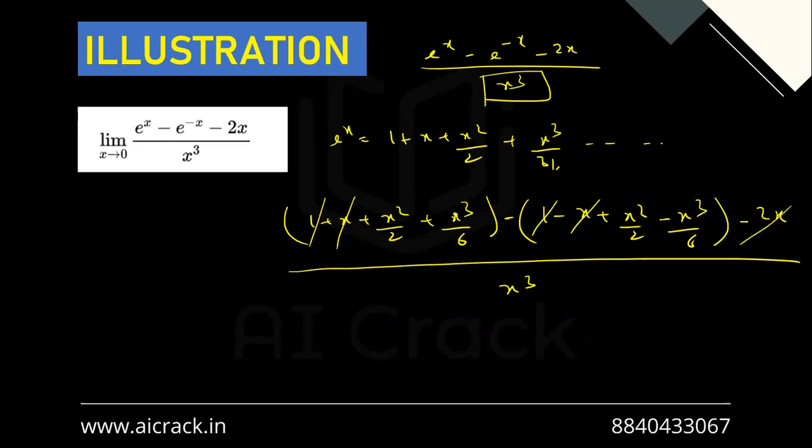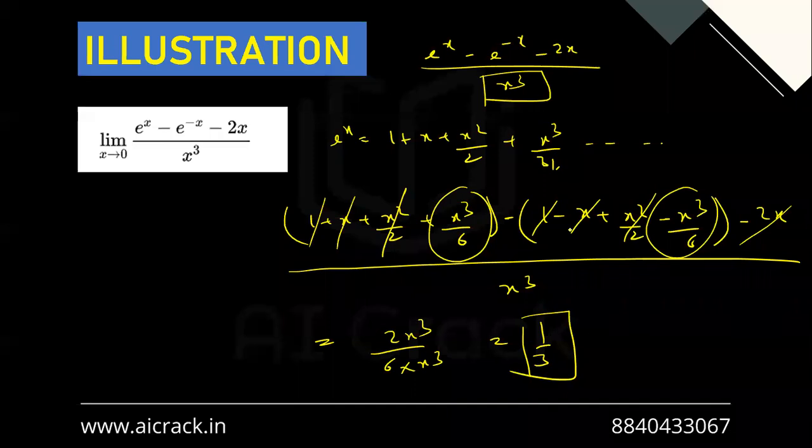So this became 2x, this minus got over here, x plus x, 2x minus 2x, that got cancelled. Similarly, x square by 2 got cancelled because that is again a smaller power than x cube. Only the remaining term is this and the higher power terms which we haven't written. So that will become 2x cube by 6 into x cube. So basically 1 by 3 is the answer. So this is how you have to solve the expansion series.